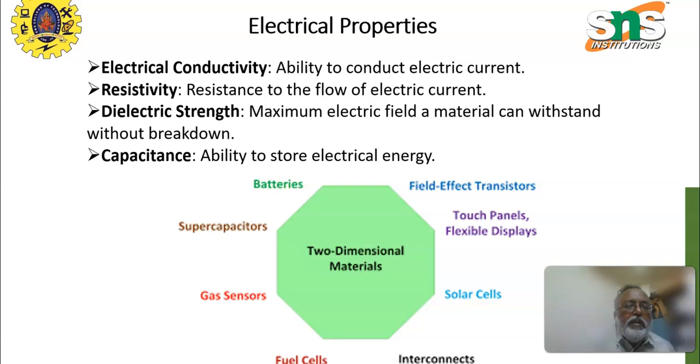Another property is dielectric strength. That is the maximum electric field a material can withstand without breakdown. While passing the electricity, the material should not break down. The next property is capacitance. Capacitance is the ability to store electrical energy.